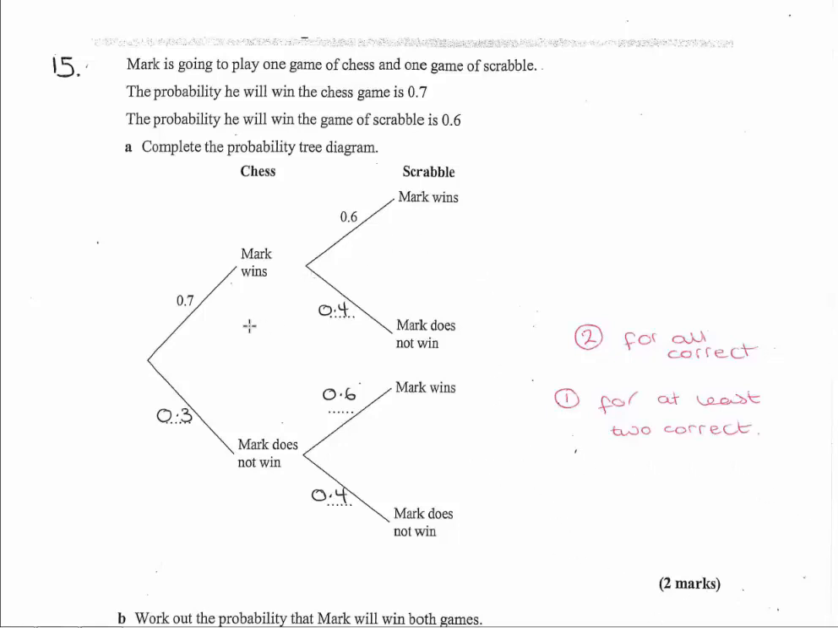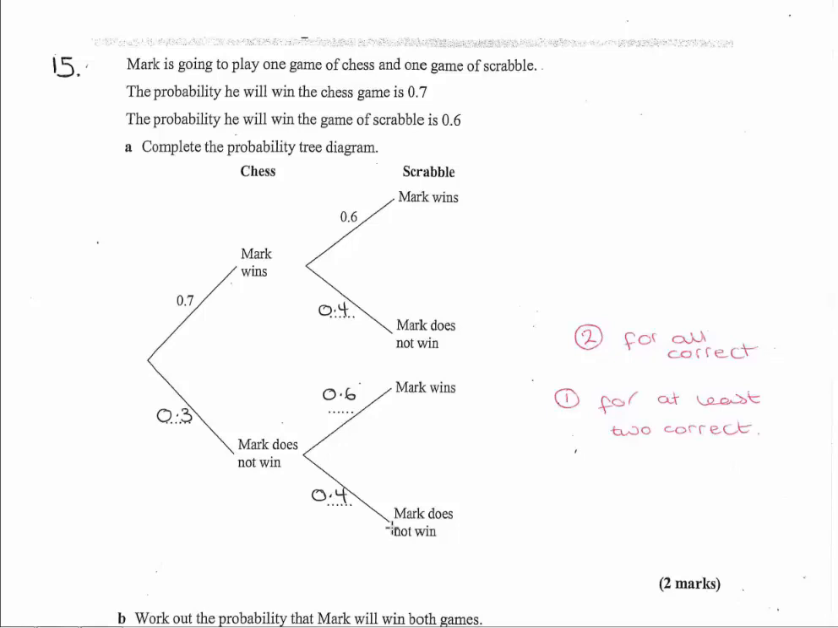Okay, so Mark wins chess is 0.7, so the probability he doesn't win is 0.3. Okay, because it's got to add to 1. This is a game of Scrabble, so the chance he wins is 0.6, the chance he doesn't win is 0.4. And once again, we've got wins and doesn't win, so it's again a repeat of this, 0.6 and 0.4.